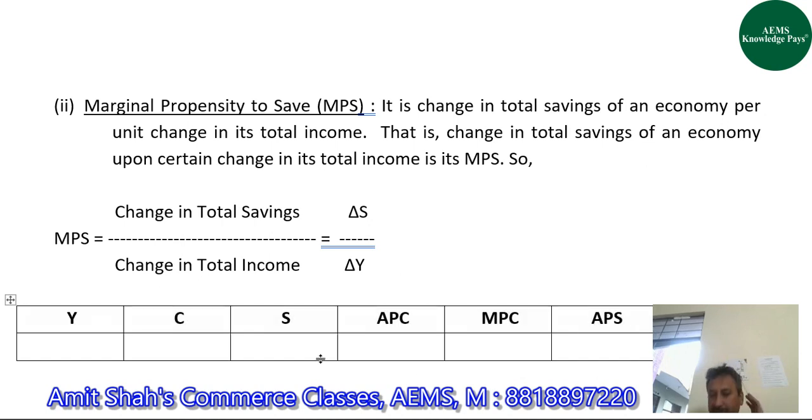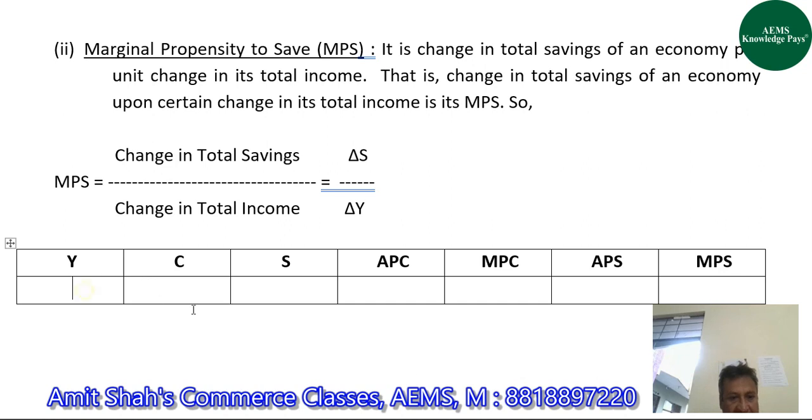Note down this table, guys. First look at it here, understand this. At zero level of income, an economy has autonomous consumption expenditure of 20. It means autonomous savings are minus 20.